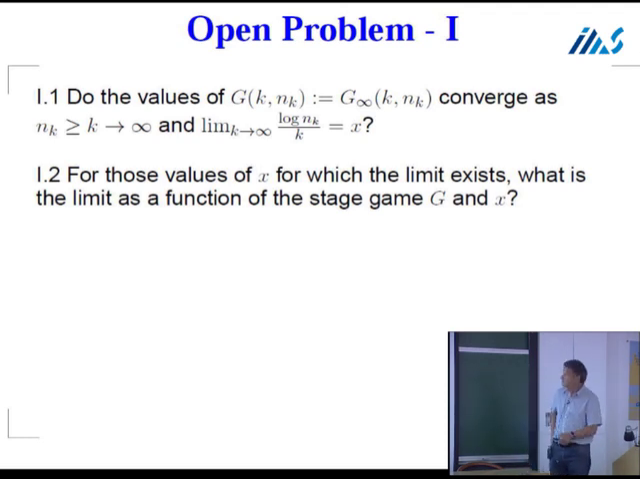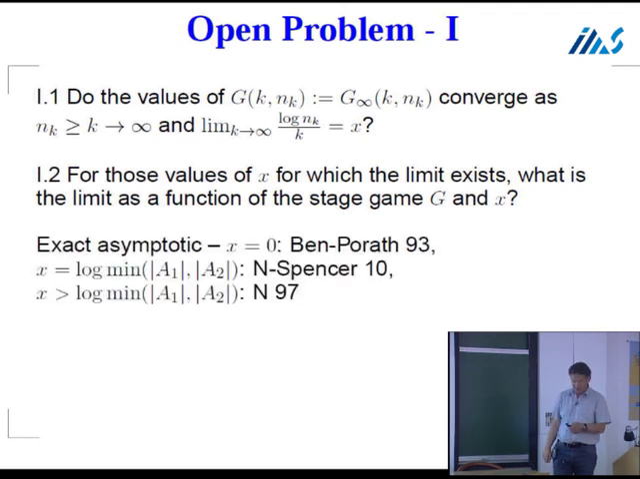But first of all, for those values of x for which it converges, and my conjecture is that it converges for every x, what is the function of this value, the limit of these values when k goes to infinity? So is it true that for large automata, the advantage of the stronger player is some function of the stage gain, g, and the ratio between the log of the larger automaton and the smaller automaton?